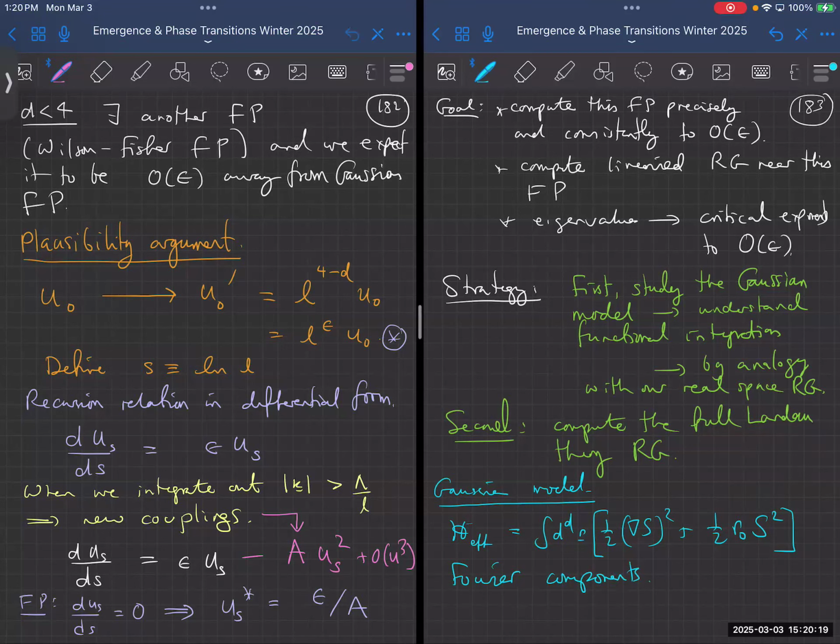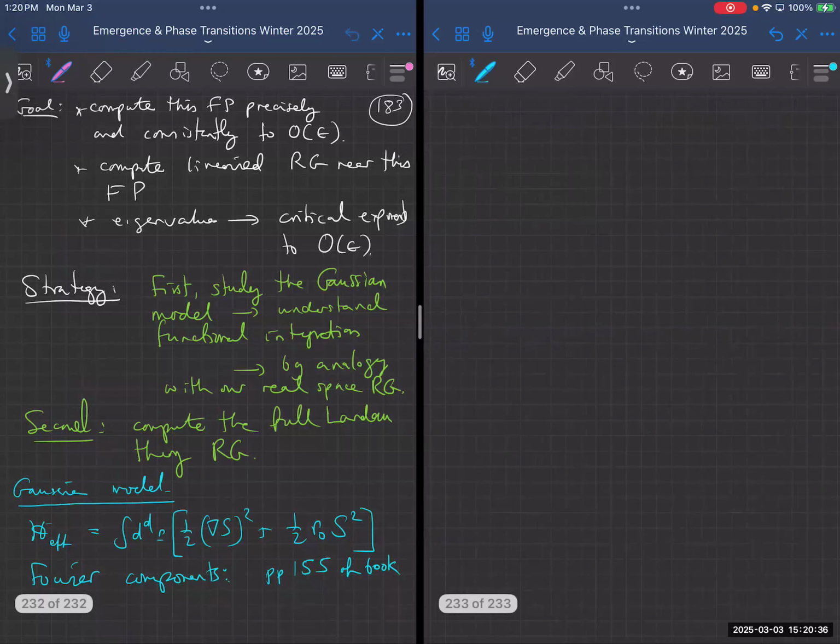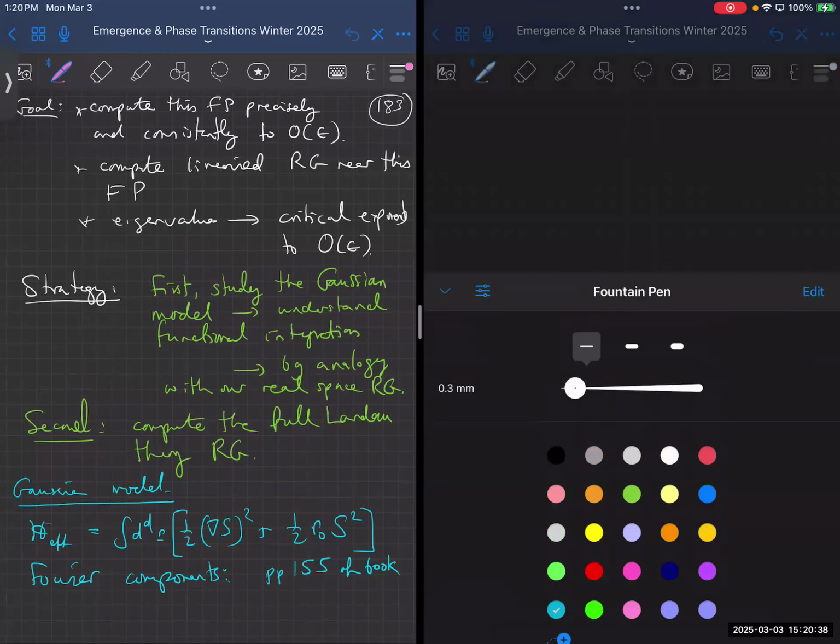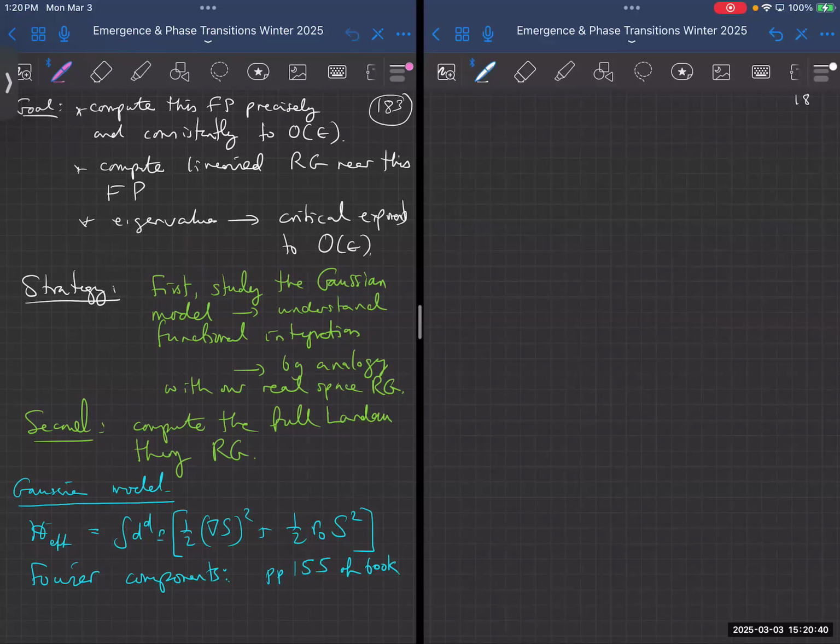And I want to make sure that you know how to define the Fourier transform properly. So this is discussed on page 155 of my book, the lecture notes. I'm going to just quickly go through that just to make sure that you understand how one gets the Fourier transform algebra correct.